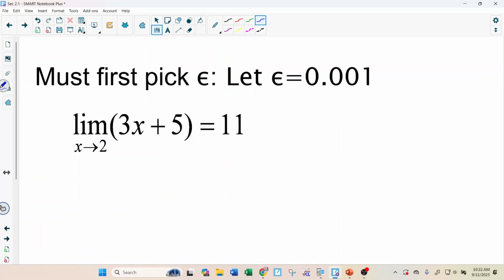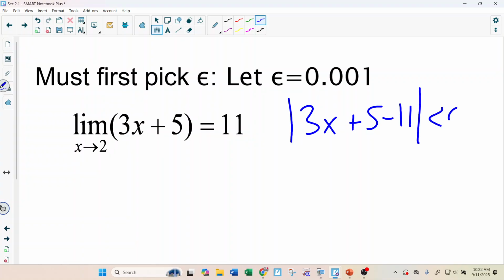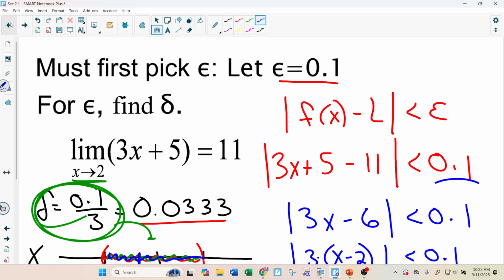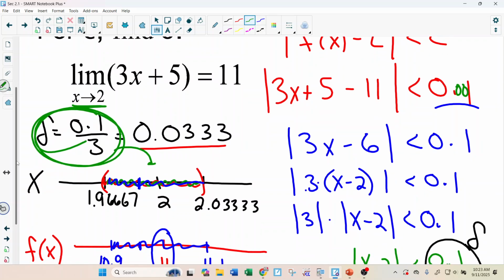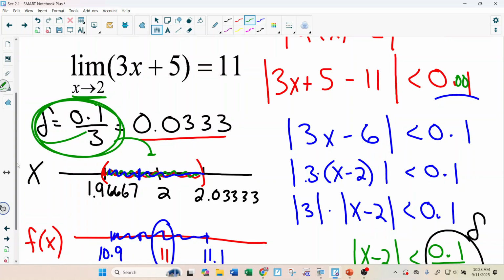What if we want to be within 0.001? You want to be even closer. What we could do is we could do the whole thing over again with 0.001. But if you go back and look, if I change this right here to 0.001, what would change? This would become 0.001, 0.001, 0.001, 0.001. That's all that would change, right?